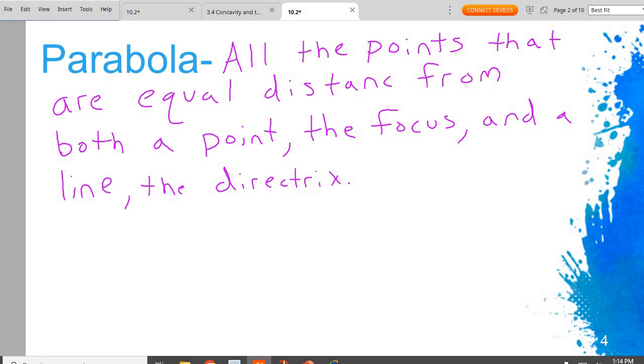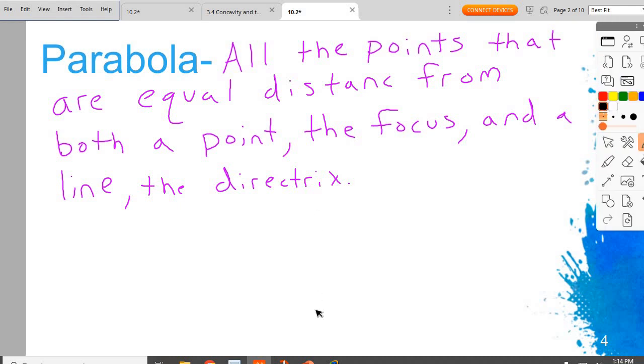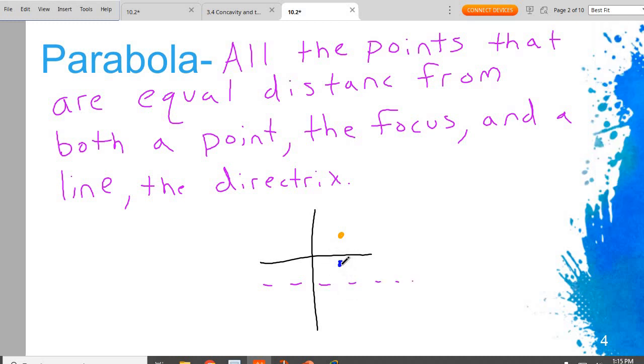So what that looks like: if I have some point and I have some line, I want to find all of the points that are the same distance from that point and that line. So notice that the easiest one to find is going to be the one that is exactly halfway in between those two things. Yes? If it's halfway, then it's equal distance to both of those.